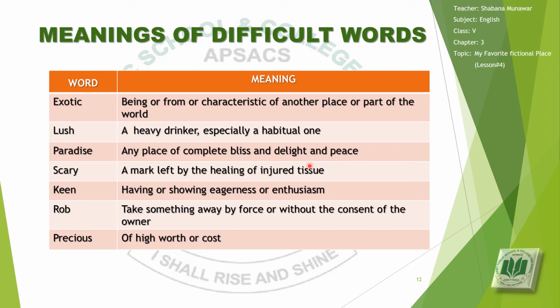Exotic, being or from, or characteristic of another place or part of the world. Lush, a heavy drinker, especially a habitual one. Paradise, any place of complete bliss and delight and peace. Scary, a mark left by the healing of injured tissue. Keen, having or showing eagerness or enthusiasm. Rob, takes something away by force or without the consent of the owner. Precious, of high worth or cost.